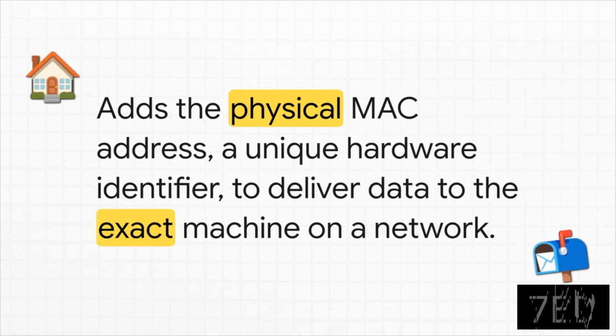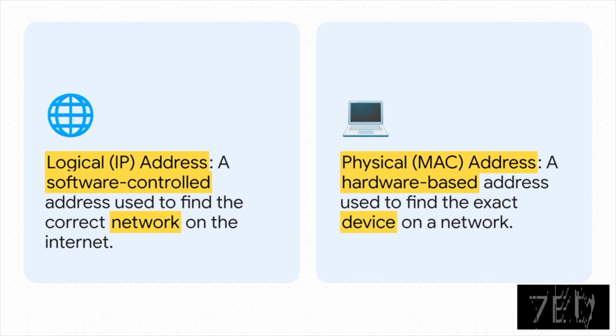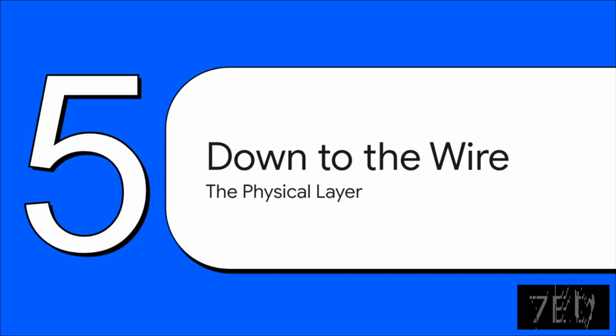So, once your data gets to the right street, the data link layer takes over. It adds what's called the MAC address, and you can think of that as the specific house number. This is a physical address that's literally burned into your computer's network card. It makes sure the data gets delivered to the one exact correct device. So just to make it super clear, the IP address gets the package to the right street, the MAC address gets it to the right front door. You absolutely need both of them to make a successful delivery. No way around it.